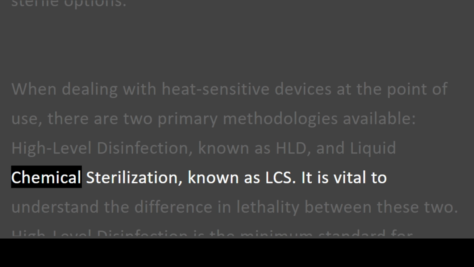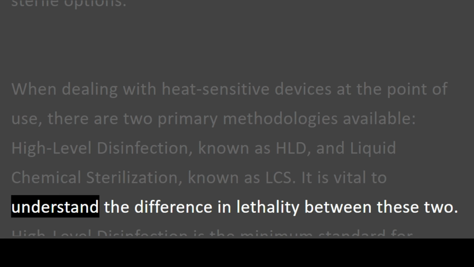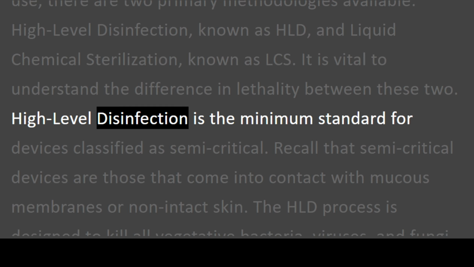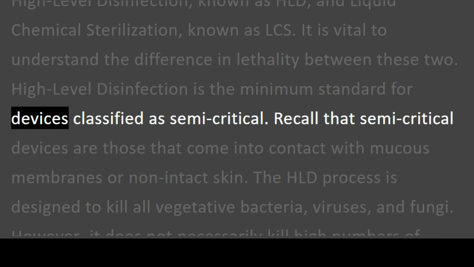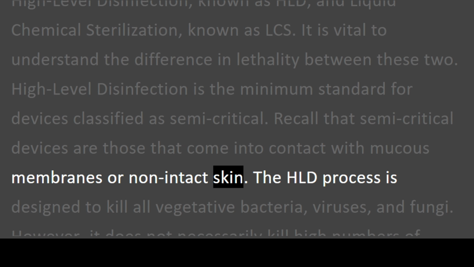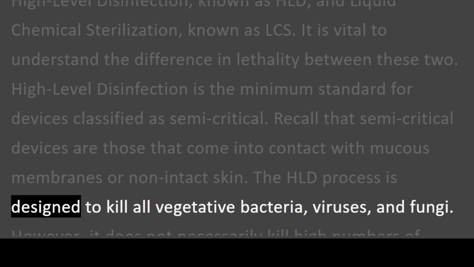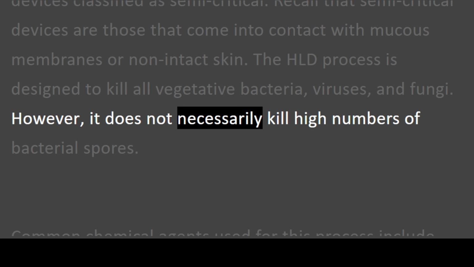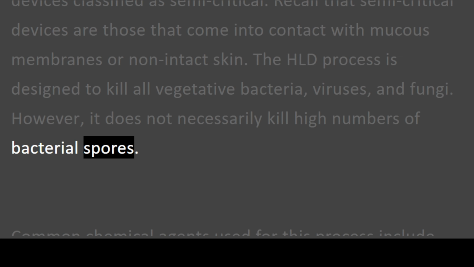HLD, and liquid chemical sterilization, known as LCS. It is vital to understand the difference in lethality between these two. High-level disinfection is the minimum standard for devices classified as semi-critical. Recall that semi-critical devices are those that come into contact with mucous membranes or non-intact skin. The HLD process is designed to kill all vegetative bacteria, viruses, and fungi. However, it does not necessarily kill high numbers of bacterial spores.